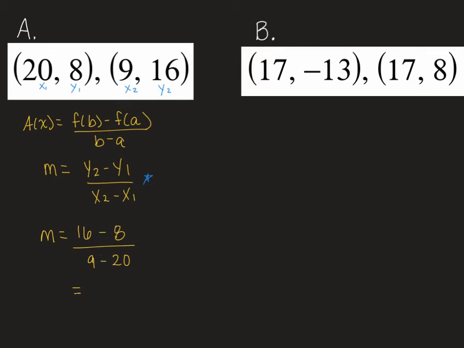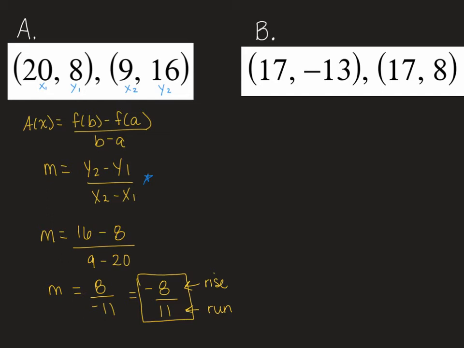So let's simplify this down. We have 16 minus 8, that's going to be 8. And 9 minus 20 is negative 11. So this is okay if you want to write it like this, but generally you like to just put that negative sign on top, and there's your slope. Leave this as a fraction, okay? Because this is telling us the rise over the run. Hopefully that's familiar too. All right, let's do one more like this.